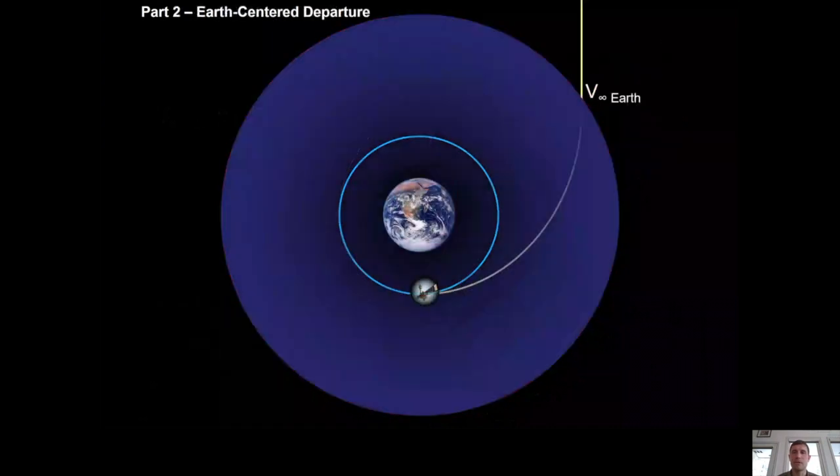Now, I have V infinity for Earth. Remember, this is the velocity that I need when I leave the sphere of influence such that I can travel on an elliptical orbit all the way to Mars. So I'm going to say that that V infinity is the velocity right at Earth.